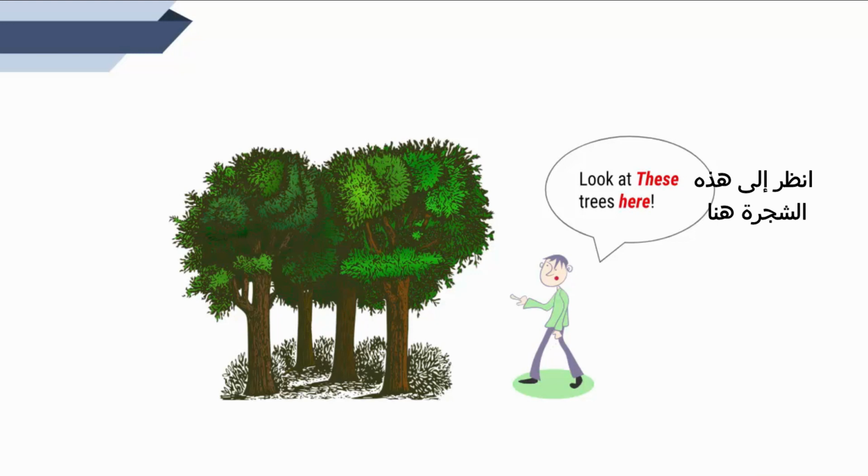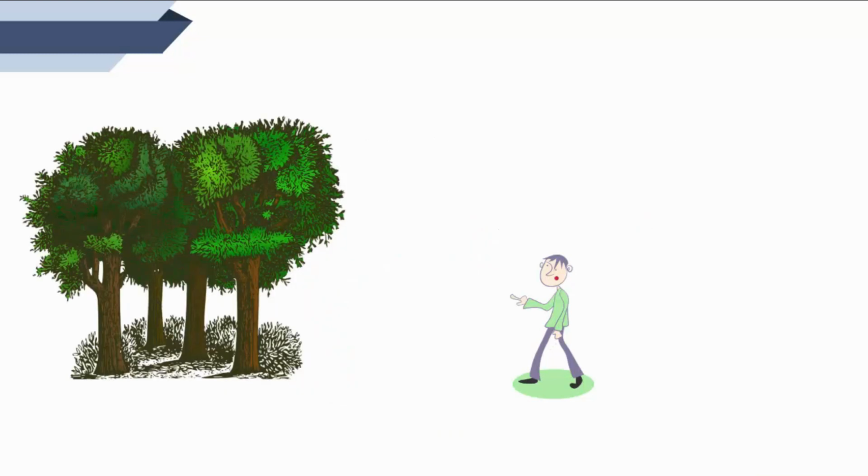These. You see that the trees are more than one. So, in this situation, when you speak about something which is near you, and at the same time there are two or more, you use these. Look at these trees here.